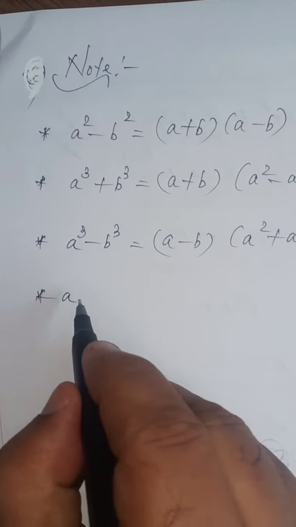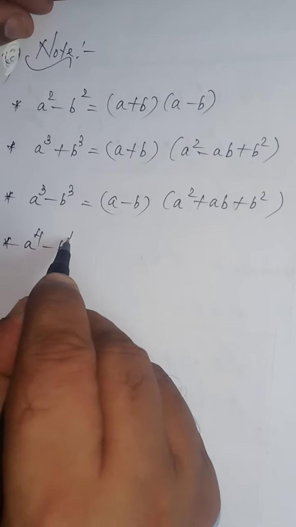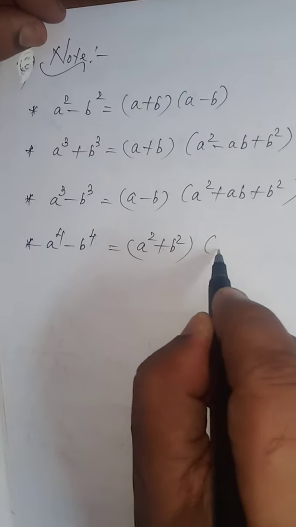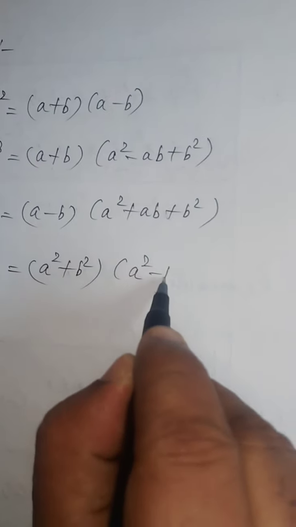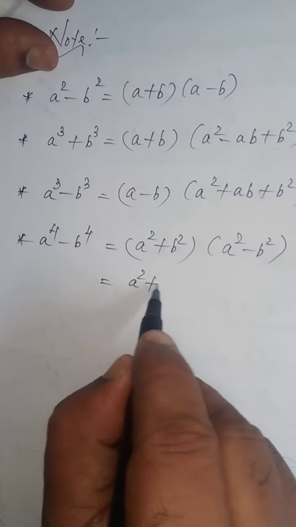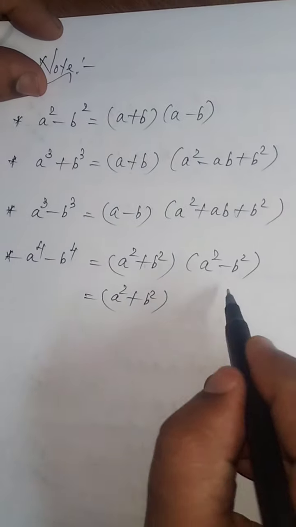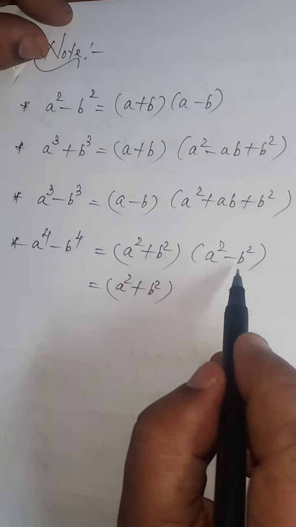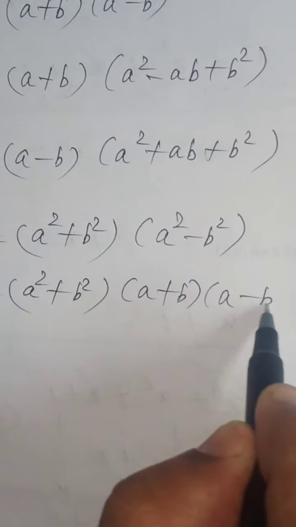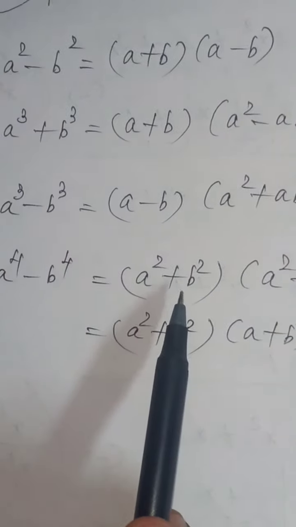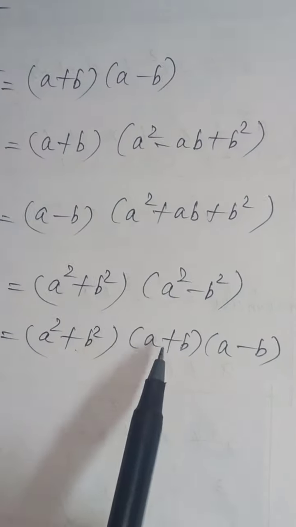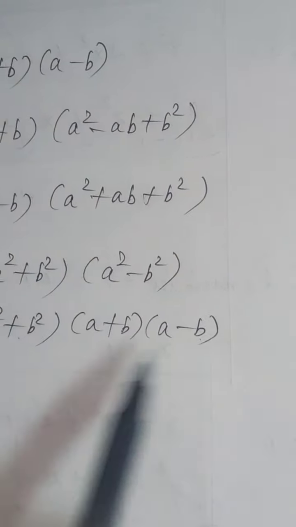Fourth one, a power 4 minus b power 4 is equal to a square plus b squared into a squared minus b squared. This itself can be written as a square plus b squared as it is. A squared minus b squared, you can make use of this identity, a plus b into a minus b. So remember, whenever a square plus b squared, you have to write as it is. If it is a square minus b square, that is identity a plus b into a minus b. It's a very important identity.